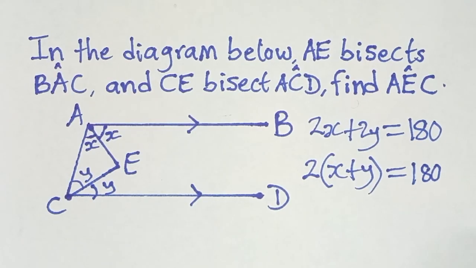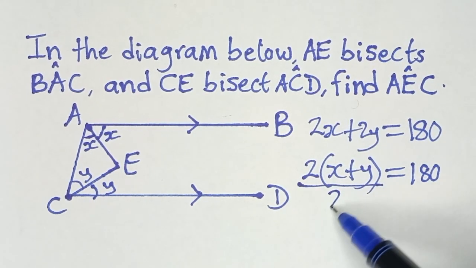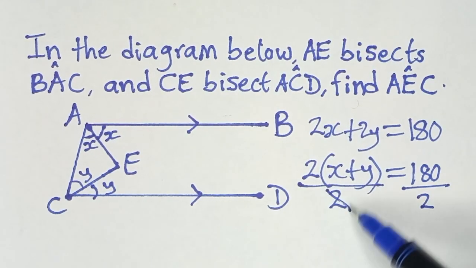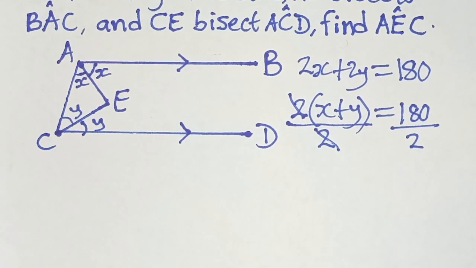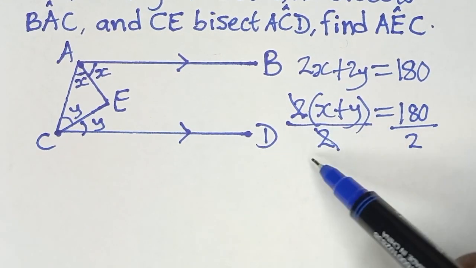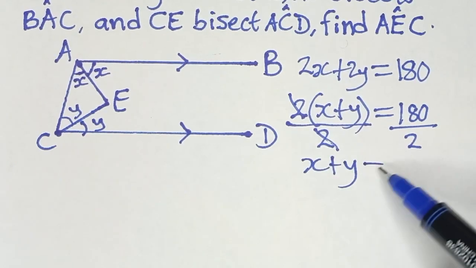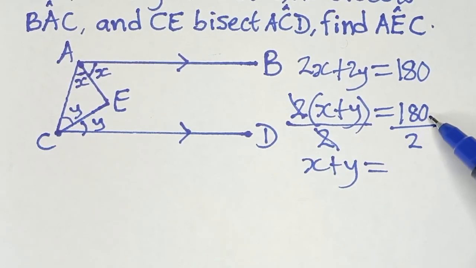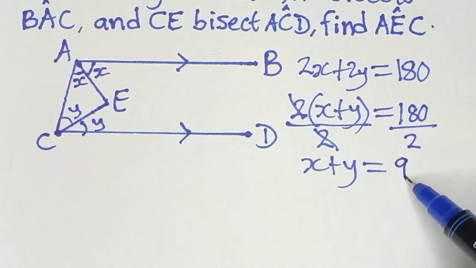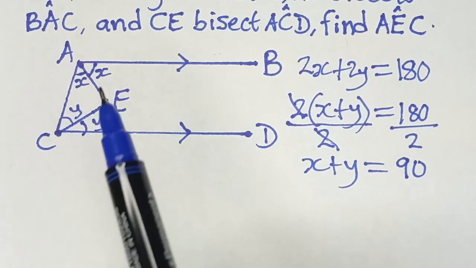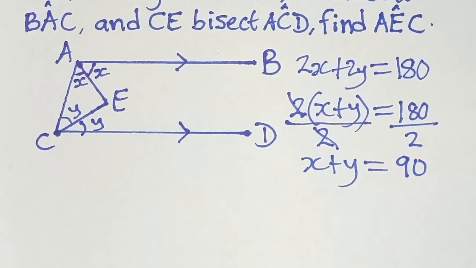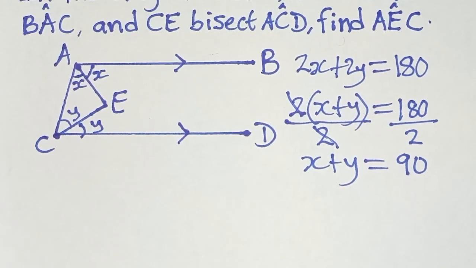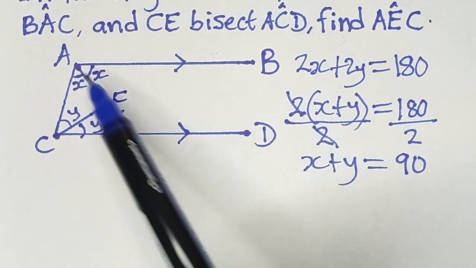So I can now divide both sides by 2, so that the 2 cancels the 2. I'm left with x plus y on this side. So x plus y is equal to 180 divided by 2, which gives us 90. That means the value of x plus y is 90 degrees. Now let's look at the final point of view to get the value of the angle that we have to look for.